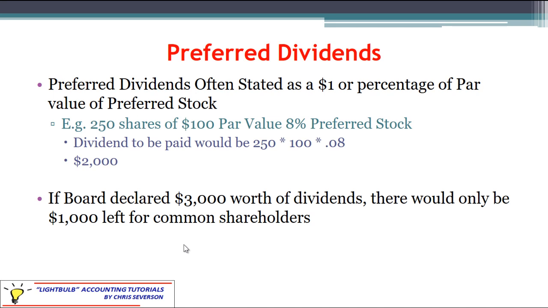So the dividend in this case that would be paid would be 250 shares multiplied by $100 multiplied by 0.08, which is 8%. That means that $2,000 in dividends would be paid out. Now, in this case, if the board decided to declare $3,000 of dividends in total, there would only be $1,000 left for the common shareholders.